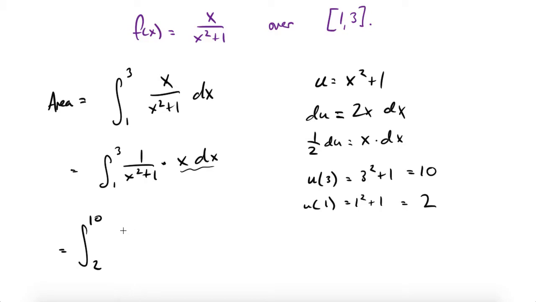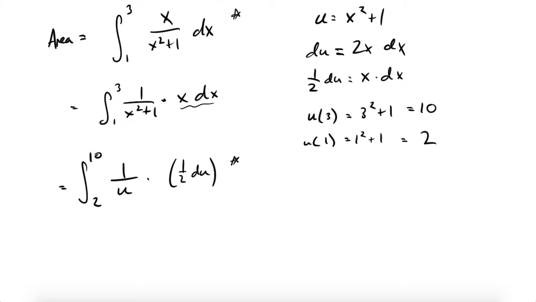1 over x squared plus 1 becomes 1 over u. And x dx becomes 1/2 du. And the idea is that this area is the same as this area, right? And I've just replaced this problem, which looks more complex, with one that's hopefully more straightforward.